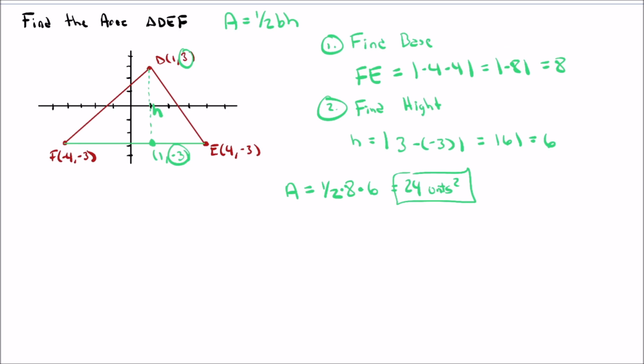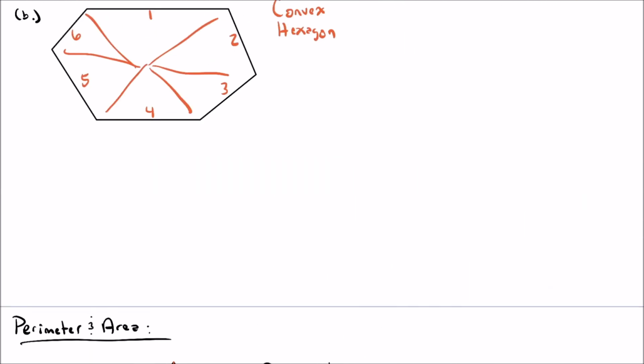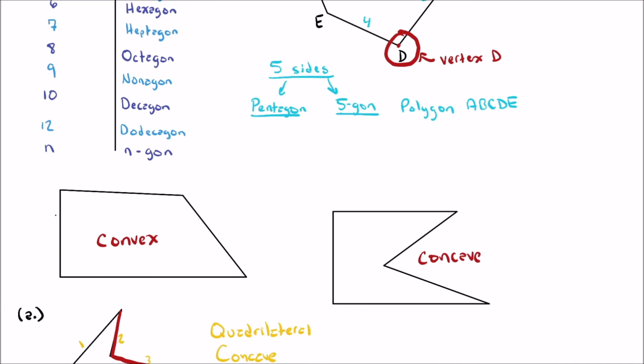All right, so that's all I have for today. It was the introduction of polygons, and then we also found the area and perimeter of polygons, and just did some nomenclature stuff. Remember convex and concave. If you have any questions, please let me know.